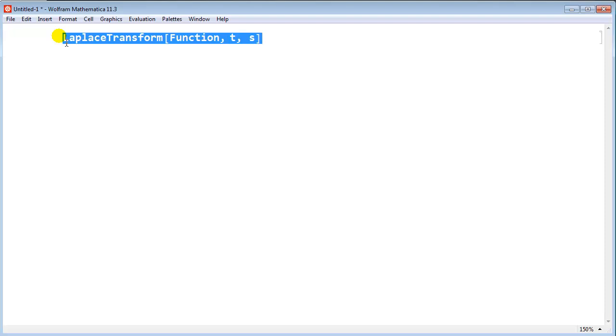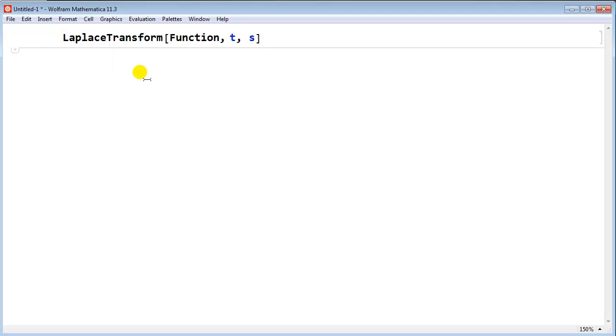Now, when you do your homework problems from sections 7.2 and 7.3, I expect you to do them by hand. You can use Mathematica to check your answers, but please do all your problems by hand. Okay, so let's quickly do a couple of examples.